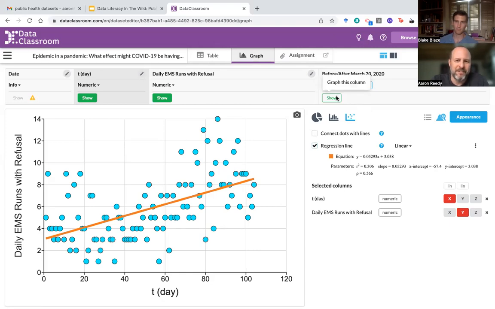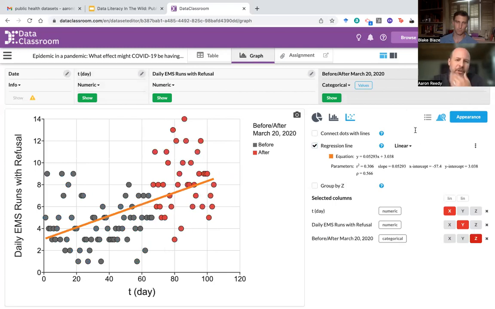So one thing we could do, we could add this before after March 20 variable to the plot. And so I'm going to first add that, and we can see it color coded. And so we can see that, before after, there's obviously this dividing line here, somewhere around, I guess it's day 67, looks like the first day that is considered after, and day 66 is the last day that's considered before. And so we can look at the data in this way, but I think it's really interesting when we look at this upward trend that we were describing when we were just looking at 2 variables.